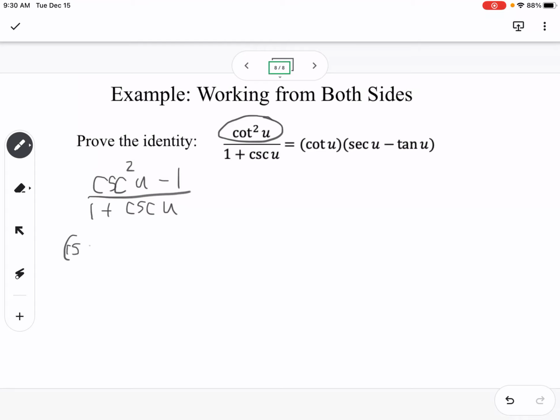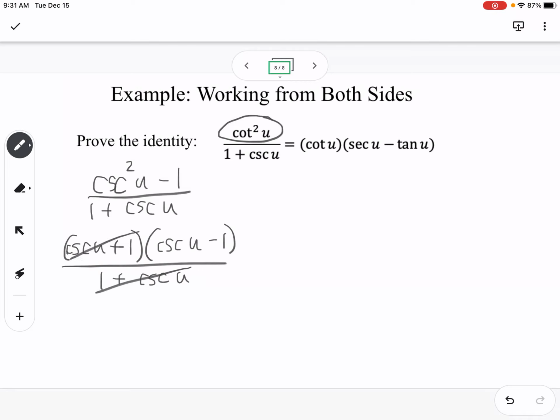So I can make it cosecant plus 1 and cosecant minus 1 over 1 plus cosecant. So then the 1 plus cosecant can cancel with the cosecant plus 1. So now on the left-hand side, I have cosecant of u minus 1. So I'm going to stop there on the left because I feel like that's pretty simplified.